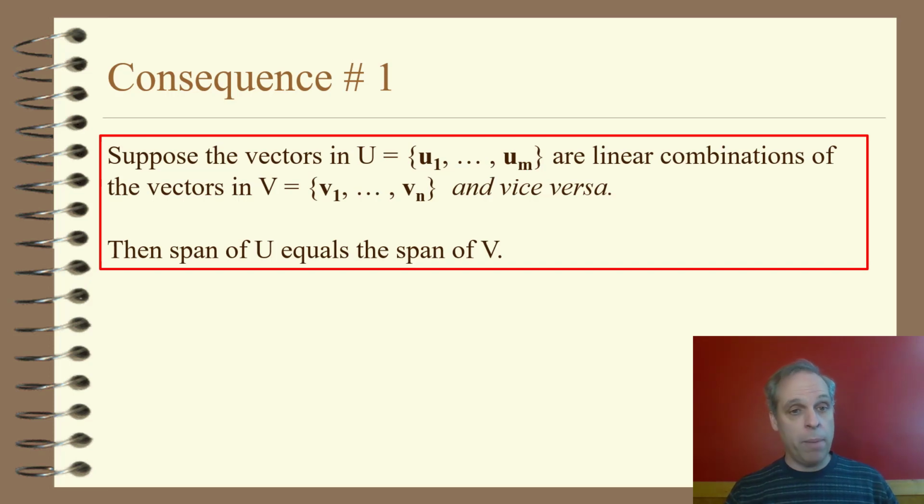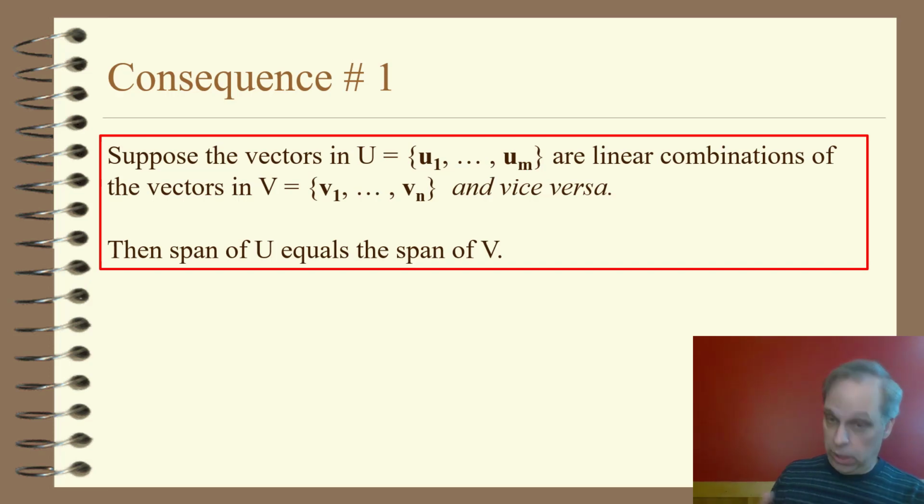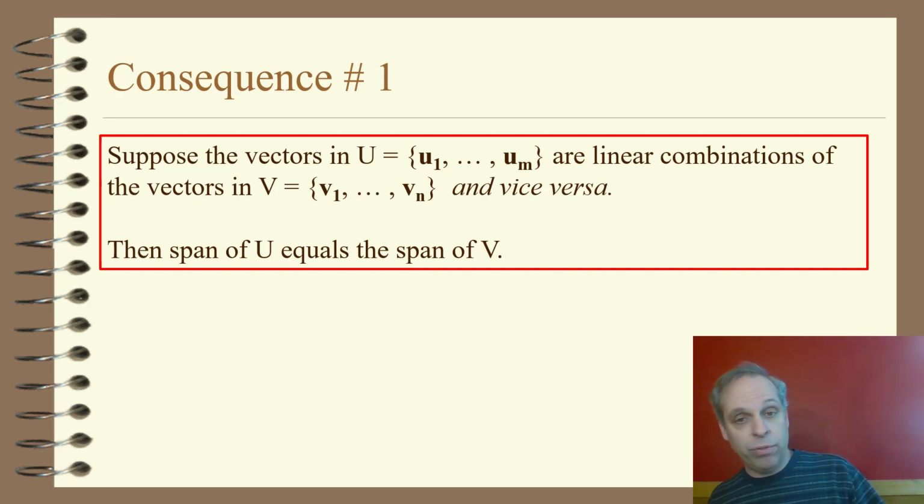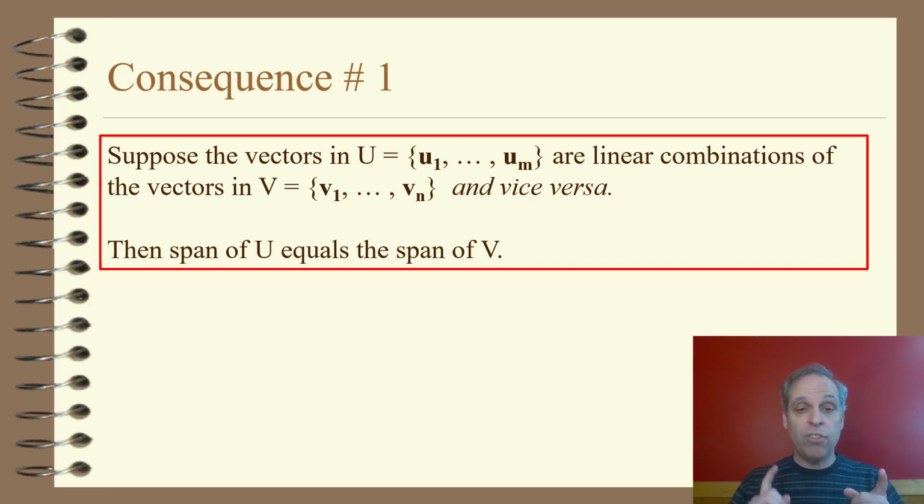But we have a really nice consequence from that. What if all the vectors in U are linear combinations of the vectors you find in V, and vice versa? That means all the vectors in V are linear combinations of the vectors you find in the set U. Then the span of U actually has to equal the span of V. You just use that theorem twice to show that one contains the other and vice versa. If they contain each other, that means they have to be equal.